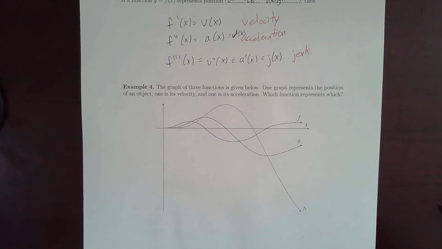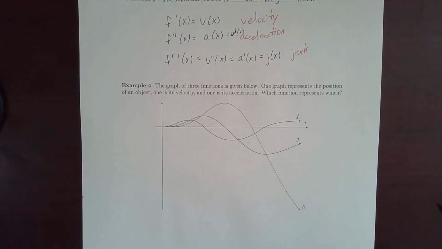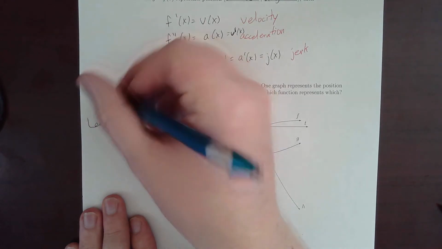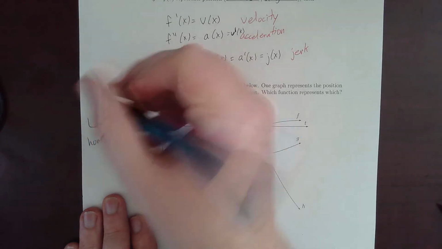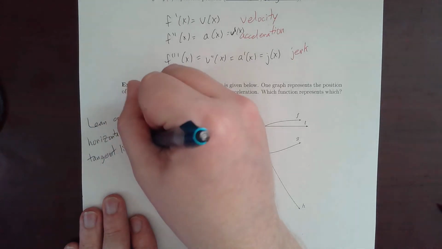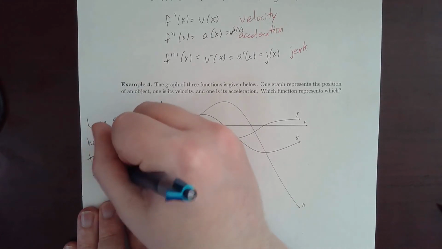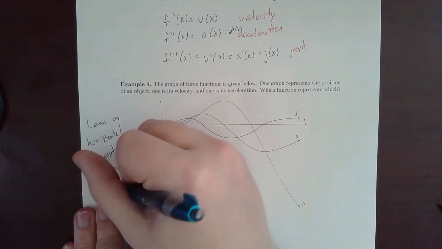We have the graph of three functions. One of them is the position, one's the velocity, and one's the acceleration. And we want to know which is which. So we've got f, g, and h. So what we're going to do is we're going to actually lean on the horizontal tangent lines, which I'm just going to denote as HTL, to find the zeros for derivatives.